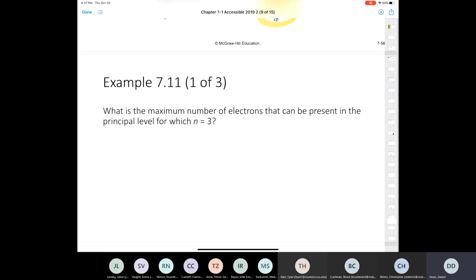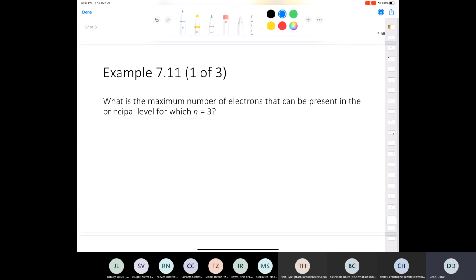What is the maximum number of electrons that can be present in a principal quantum number for which n is equal to 3? If n is equal to 3, what are my possible values of L? I could have 0, 1, and 2. If my L is equal to 0, my possible values of ML are 0. If my L is equal to 1, my possible values of ML are -1, 0, and +1. If my L is equal to 2, my possible values of ML are -2, -1, 0, +1, and +2.